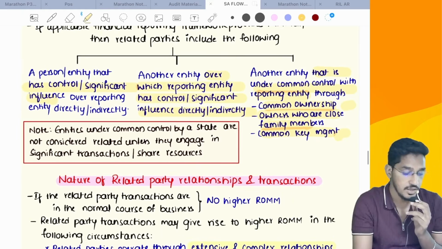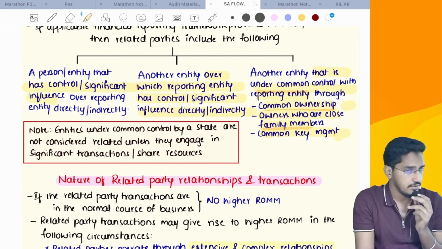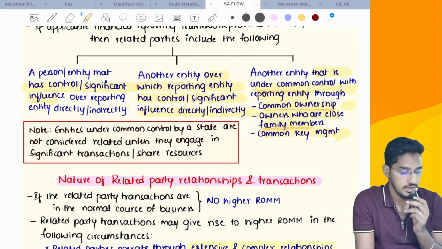Clear? Next. And here there is one exception. They have given an exception regarding government entities, state related entities.